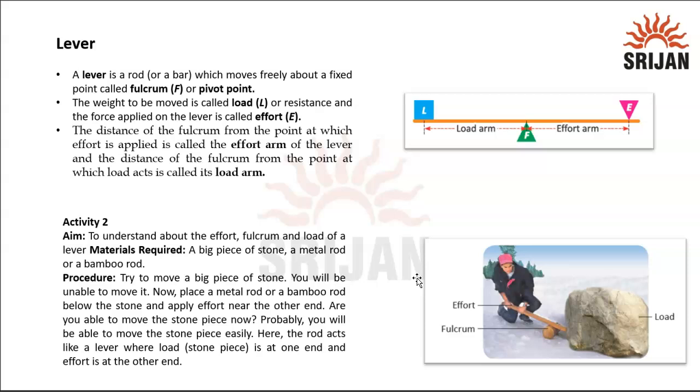Now let us discuss the very first type, which is the lever. In order to understand the lever, there is a very important thing you need to understand: the position of the load, the position of the effort, and the position of the fulcrum. If you know all of these three positions, you can easily understand the lever. A lever is a rod which moves freely about a fixed point called the fulcrum or pivot point, which is this. So this whole rod that you are looking at is a lever.